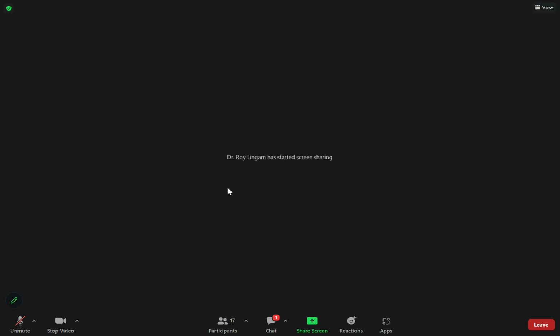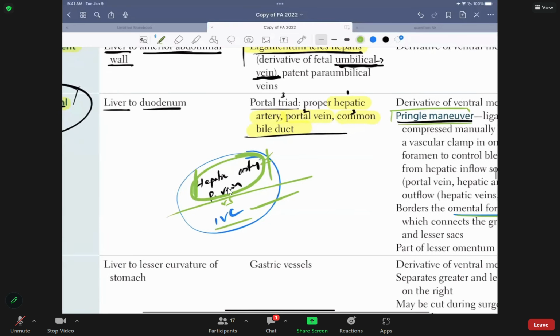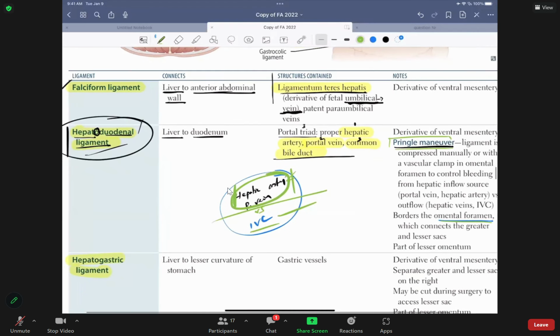All right, so let's go back. So that's Pringle maneuver, folks. Make sure you know that pulse word. So that's hepatoduodenal ligament. Are we clear with that?